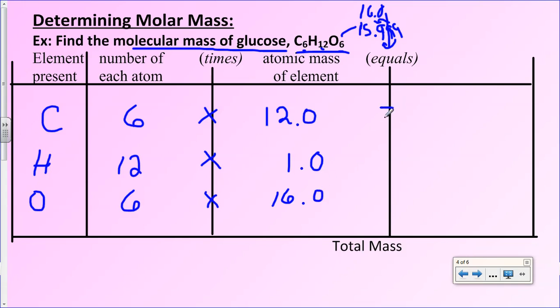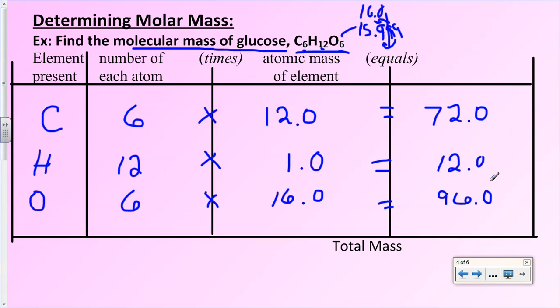So get out your calculator. Time to do some math. So 6 times 12 is 72. And since we're multiplying 6 times 12.0, it's important that we put 72.0. 12 times 1.0 is 12.0. And 6 times 16.0 is 96.0.